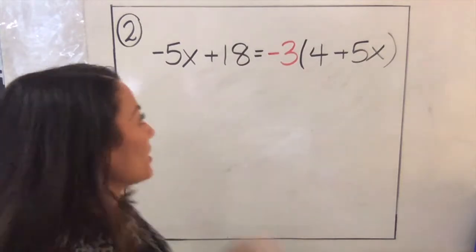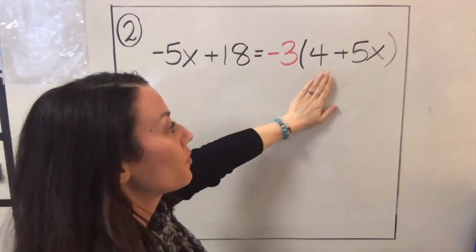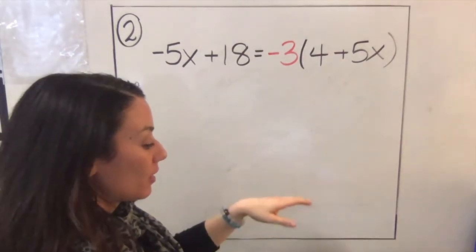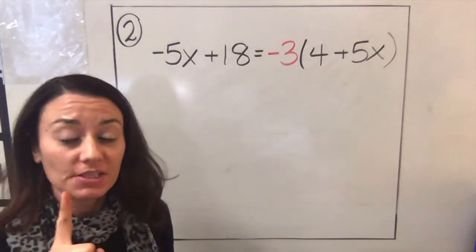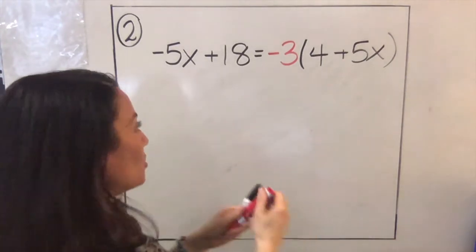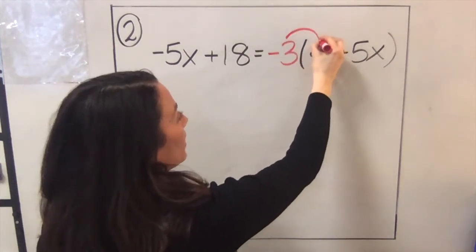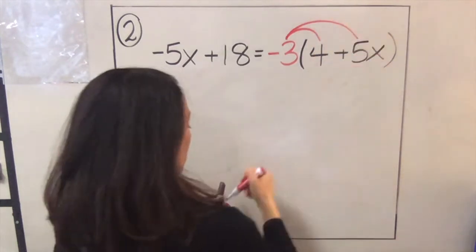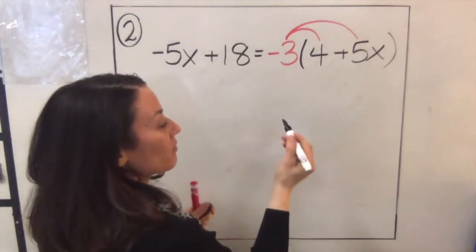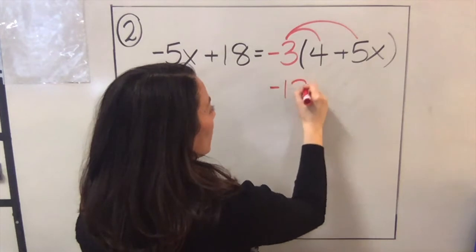Okay, so number 2 reads, negative 5x plus 18 equals negative 3 times the quantity 4 plus 5x. So we see parentheses. Now they're still on the left side. Parentheses tell you to do what? Distribute, multiply. So we're going to distribute. This time I made this red because we need to remember we're distributing a negative 3 to the 4 and to the 5x. All right, so let's start on this side of the equation. What's negative 3 times 4? What's negative times positive? It's negative. I'm going to make this a negative 12 in red just so you can see that.